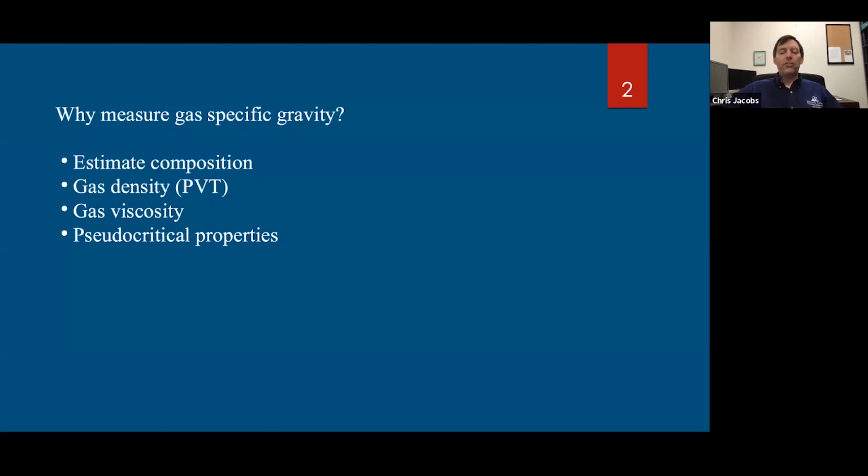So as you can see, we can use specific gravity to determine important gas properties, which is useful from a reservoir or production standpoint.